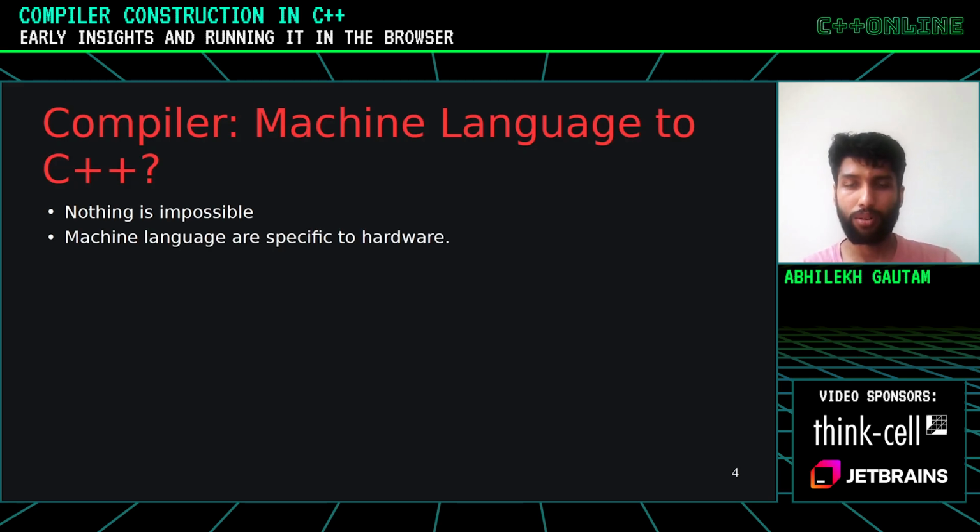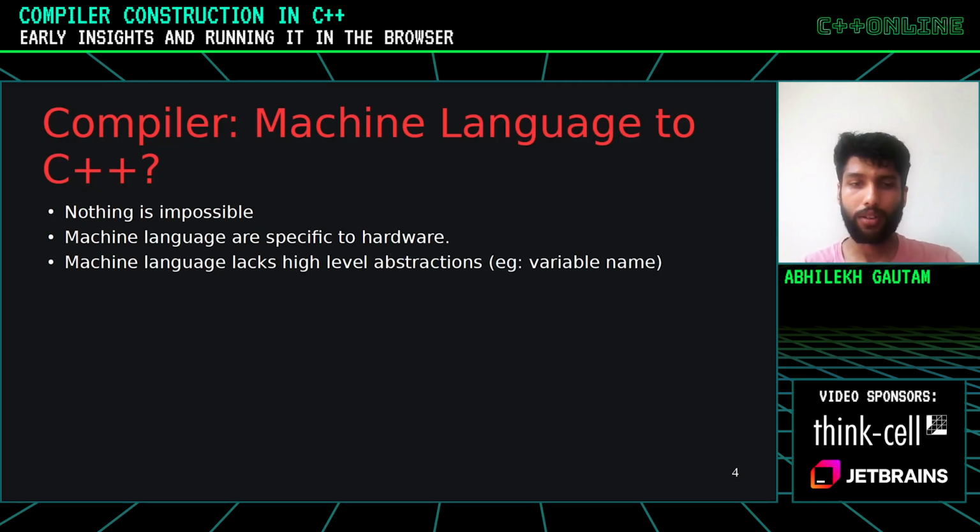The main problem with machine language is that it is very specific to hardware. Another problem is that it lacks high-level abstractions. Like, it does not have the concept of a variable name. So we cannot generate 100% the same C++ code just by looking at its machine language, because we cannot tell what name the programmer declared for a variable just by looking at machine language, right? There are other issues as well, but these are the main issues that make reconstruction difficult.